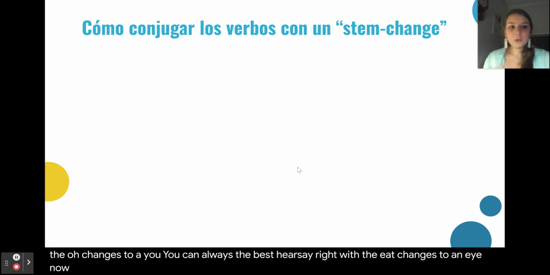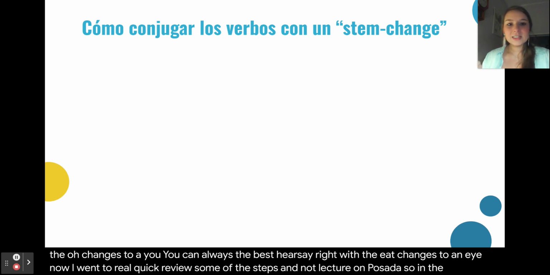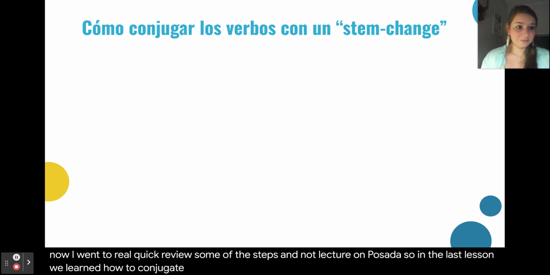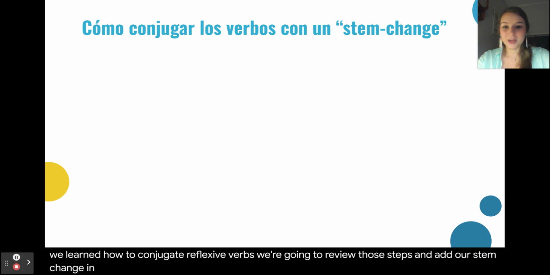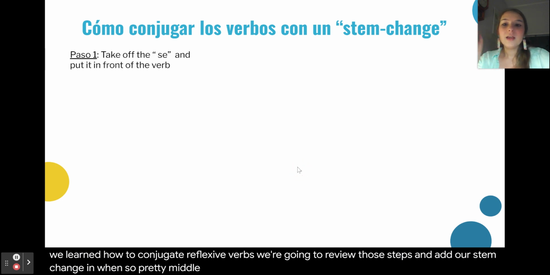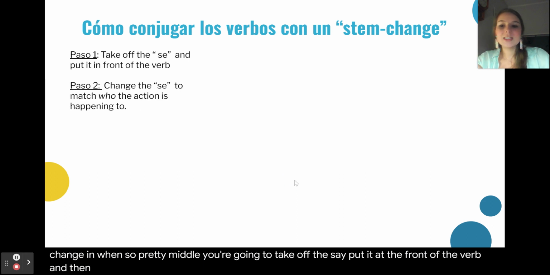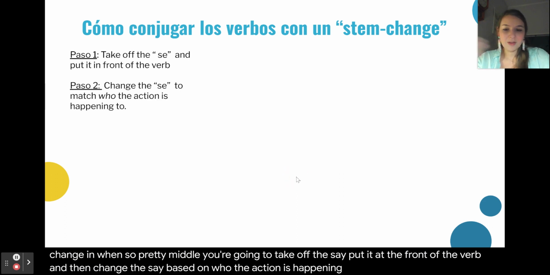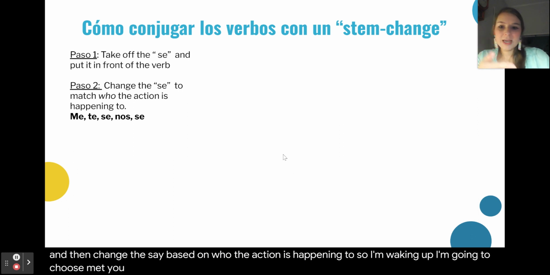Now, I'm going to real quick review some of the steps in la lección pasada. So, in the last lesson, we learned how to conjugate reflexive verbs. We're going to review those steps and add our stem change in. Bueno. So, primero, you're going to take off the se, put it at the front of the verb, and then change the se based on who the action is happening to. So if I'm waking up, I'm going to choose me. You, te, he or she, se, we, nos, or they would be se.